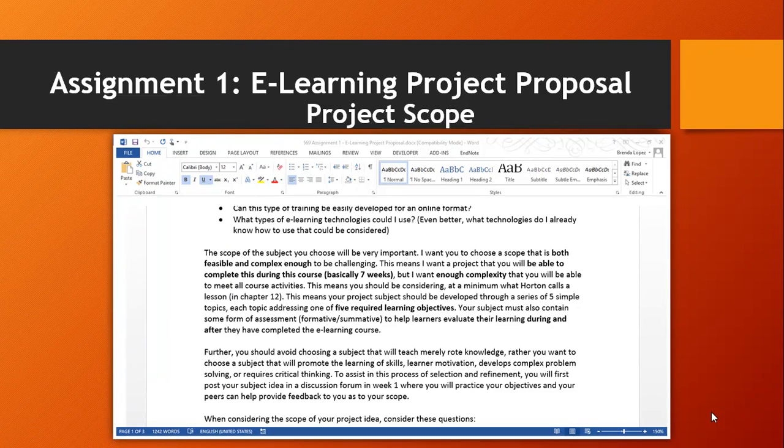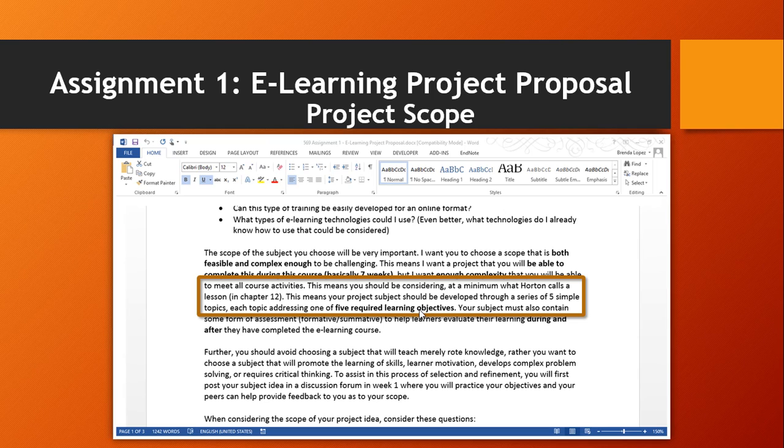So what I'm asking from you for this e-learning project is that you create what Horton calls a lesson, and that is explained in chapter 12. And that lesson is going to consist of 5 simple topics, each topic addressing one of 5 required objectives. So this is your entire project. It's going to be a lesson consisting of 5 topics.